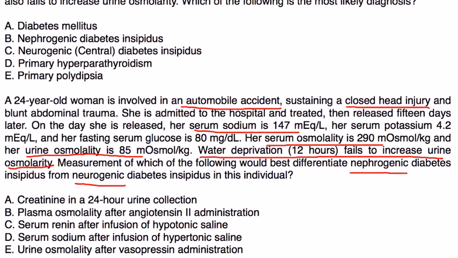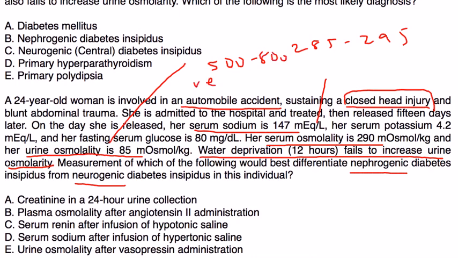Okay, well, she had a closed head injury, so maybe something happened in the pituitary gland. And now she's got this scenario where the serum osmolarity is 290. Now, if you recall, normal serum osmolarity is between 285 and 295, so that seems to be okay. But the urine osmolality is 85, and normal is between 500 and 800, so clearly very dilute urine. So why does she have this very dilute urine? We're trying to investigate. So we gave the water deprivation test, and there's no response.